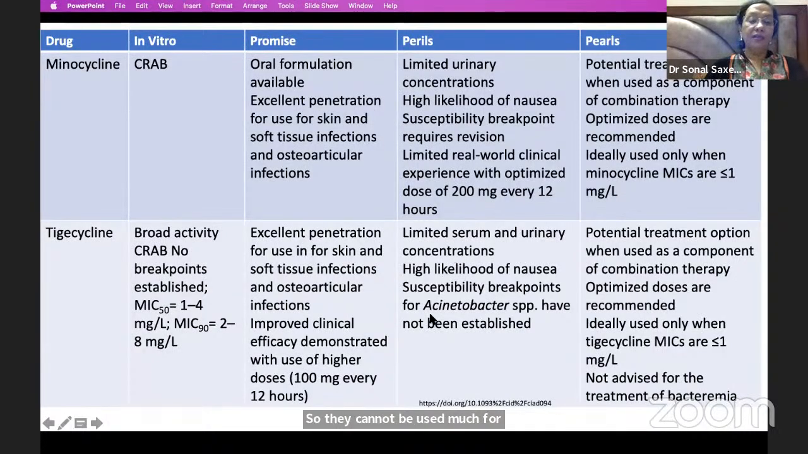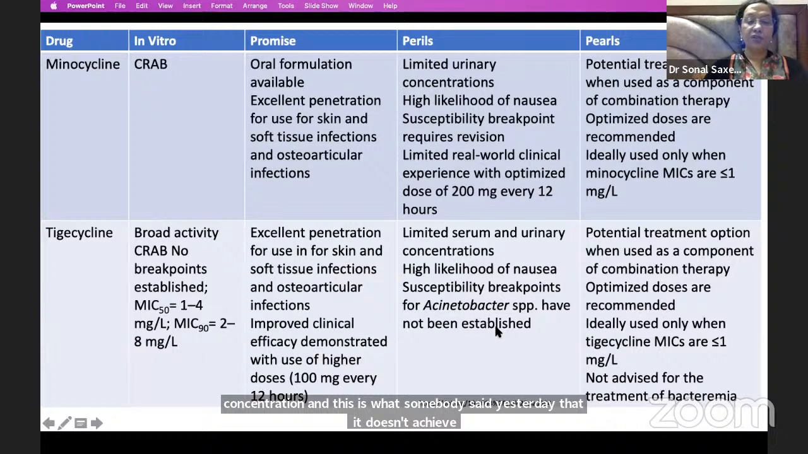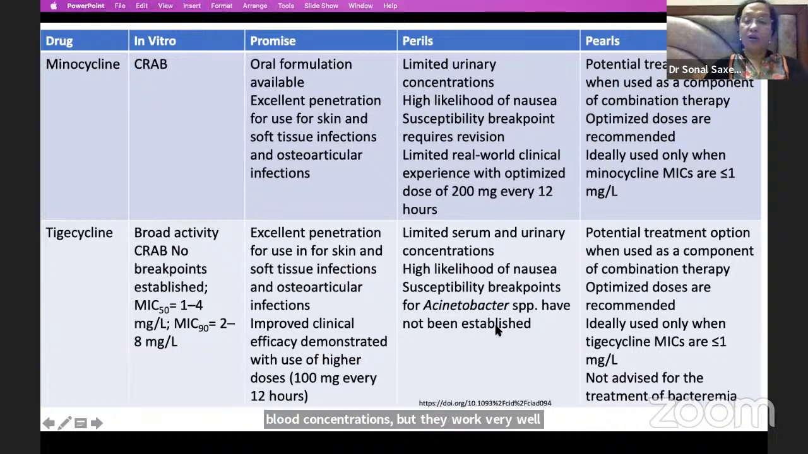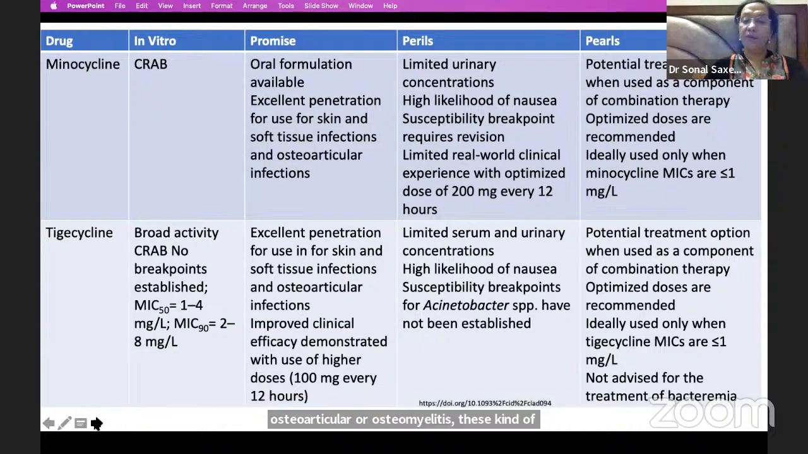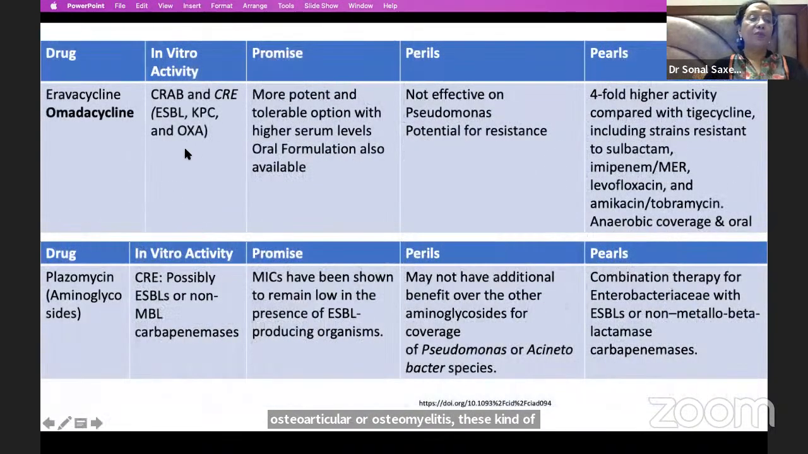Again, tigecycline has limited serum and urinary concentration, and this is what somebody said yesterday, that it doesn't achieve blood concentrations. But they work very well for skin and soft tissue infections, osteoarticular infections or osteomyelitis, these kinds of situations where they are a good treatment option.